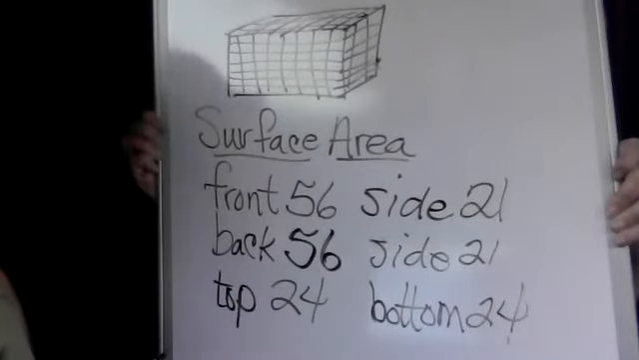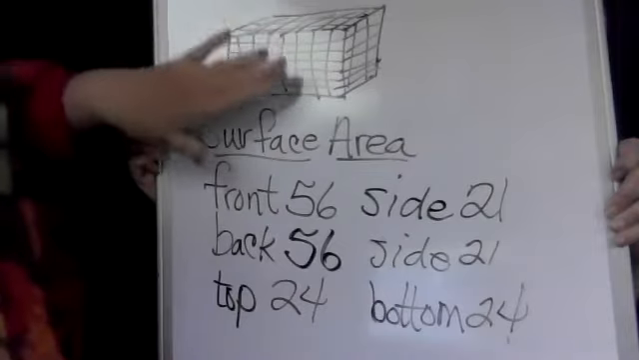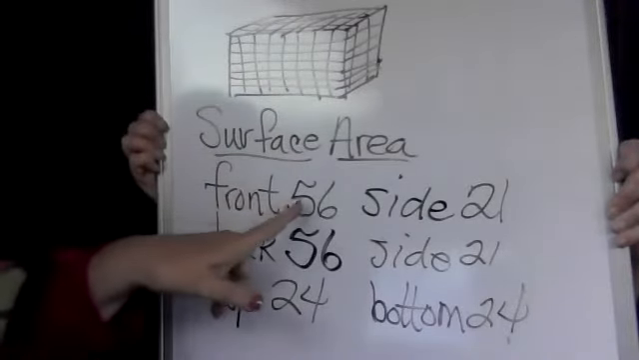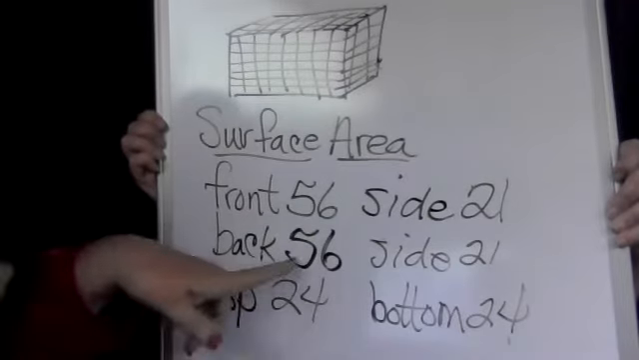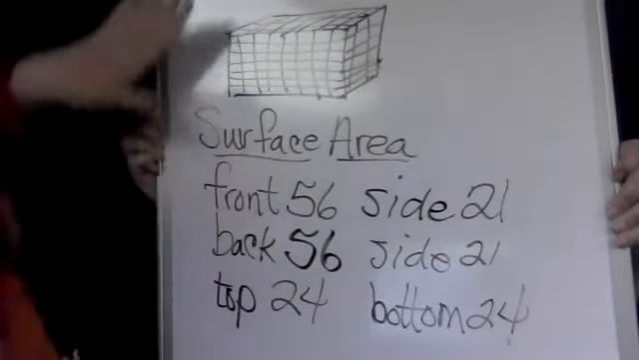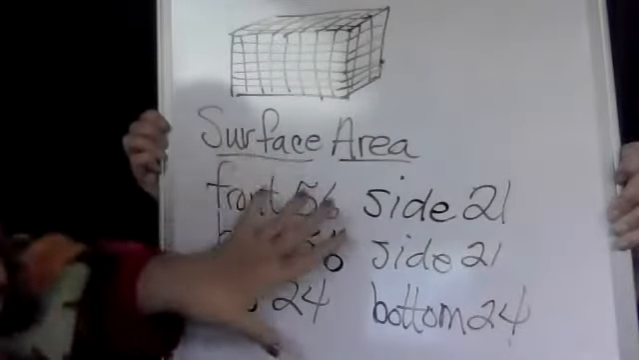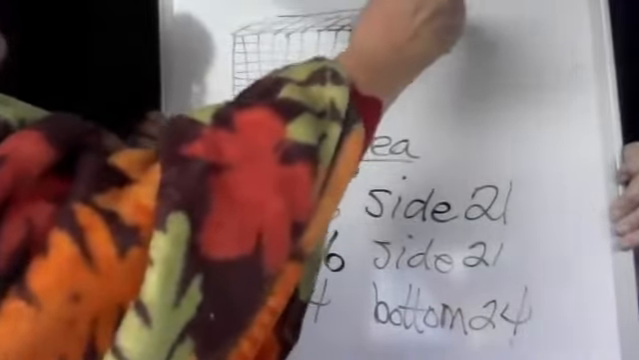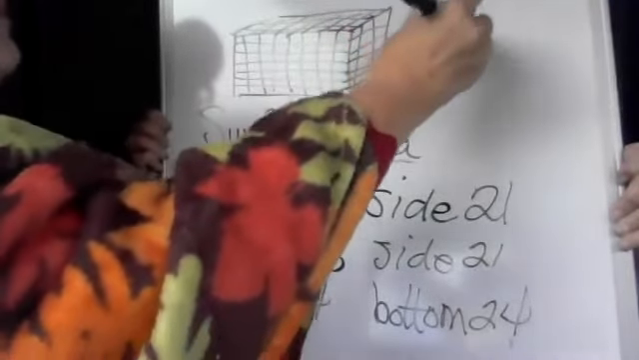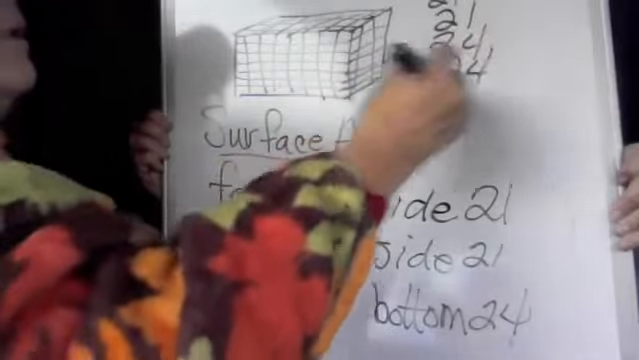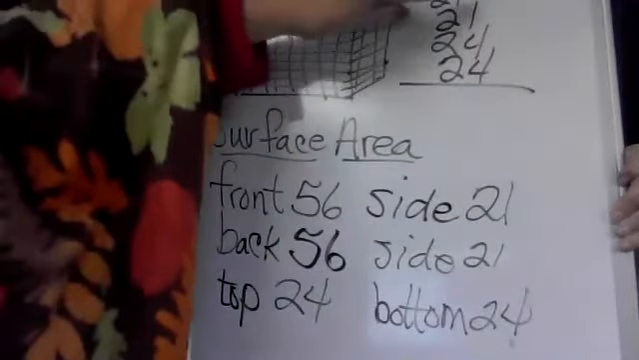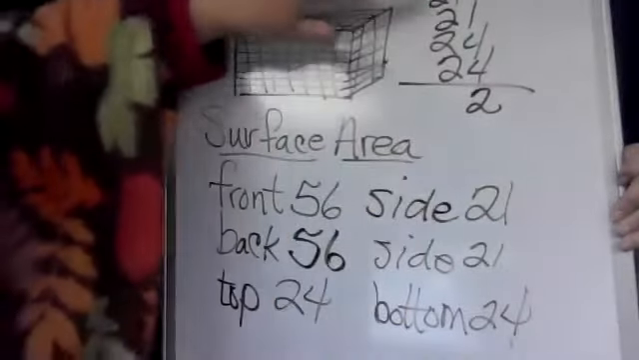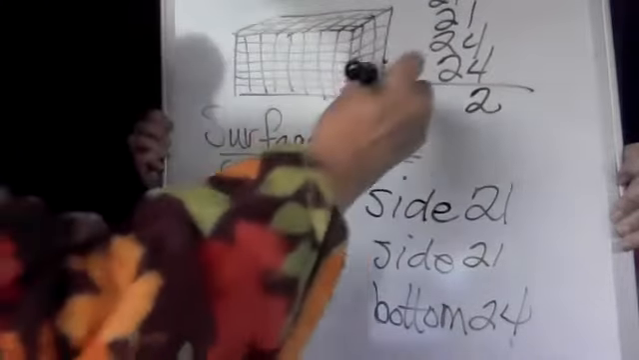Okay? So the surface area of the front only is 56 square units. The back is this, the top. So if I want total surface area, I total the numbers. I take 56 plus 56 plus 21 plus 21 plus 24 plus 24. And so right now I have 12, 13, 14, 18, 22. Carry 2. 10, 14, 16, 18, 20.